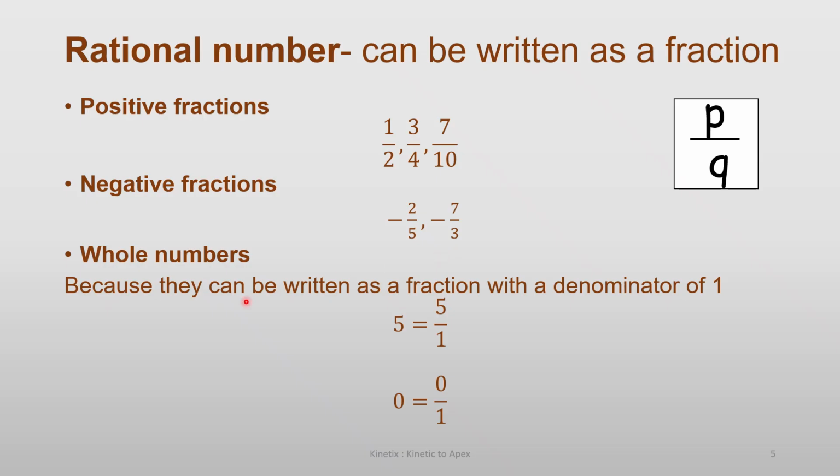All the whole numbers can be called rational numbers, because let us say the whole number is 5. 5 can be presented as 5 divided by 1. 7 equals 7 divided by 1. So any whole number has a denominator of 1, hence we can say all the whole numbers are rational numbers. Let us say 0. 0 can be presented as 0 by 1. So this is a rational number.